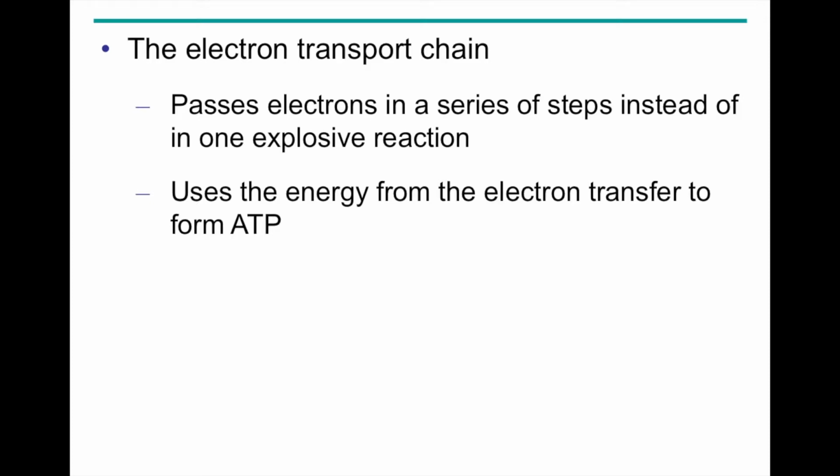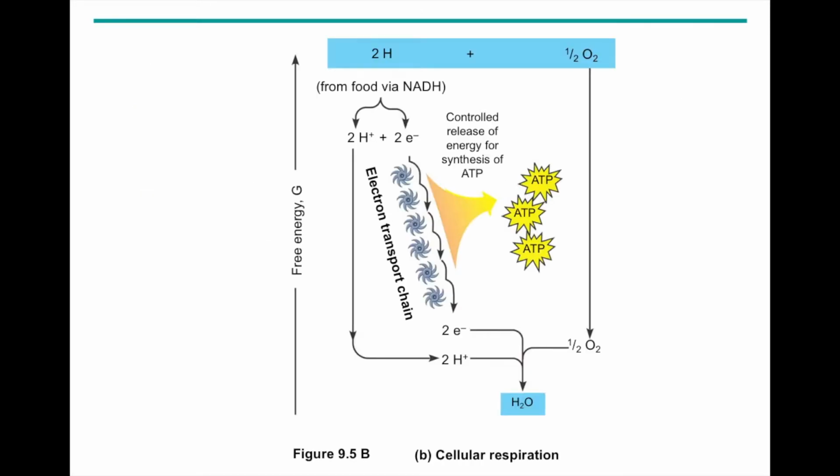All right, the electron transport chain. We should already be a little familiar with the electron transport chain from photosynthesis and understand that what's happening in it is exactly what it sounds like. It is the electron transport chain. It passes electrons in a series of steps instead of one explosive reaction. So we're seeing consecutively those electrons being passed along the chain, and it uses energy from the electron transfer to form ATP. So that transfer of electrons releases energy, and it will actually form ATP molecules.